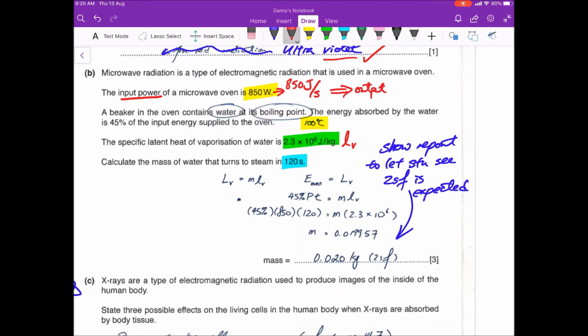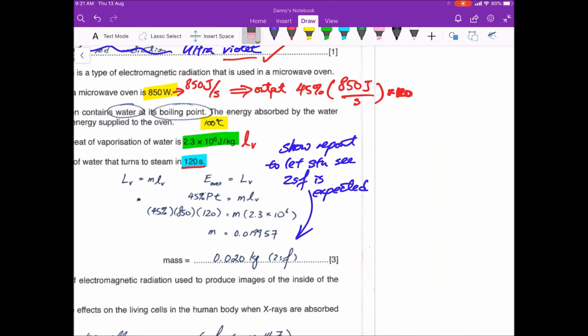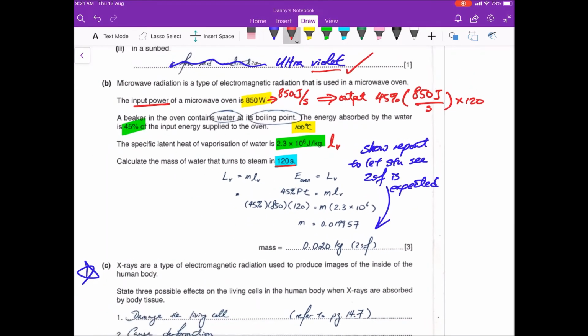And how do I do that? I need to look at the efficiency, which is 45%. So this output most likely will be 45% of your 850 joules per second. Now I know that I will heat up for 120 seconds, so the amount of energy that I will have will be multiplied by 120 right here. So that is that. Let's form the equation.